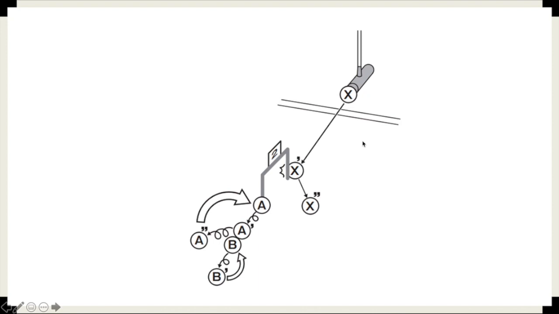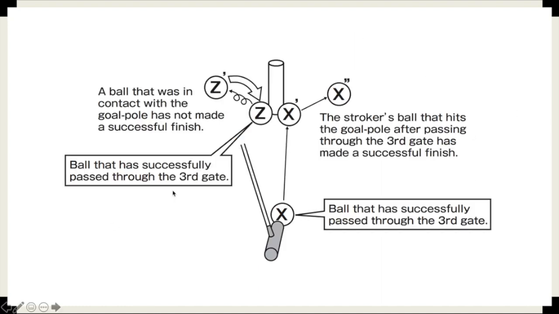Moving on to dot point number 6, and it says moving a ball that has finished and other balls moved as a result of this move. That one's described here. Now, I'm not going to read these little blurbs because I'm just going to use this little image a little bit easier for the purposes of my explanation. So we can see ball X here, and it says that ball X is a ball that has successfully passed through the third gate. So ball X strikes the goal pole and successfully finishes the game.